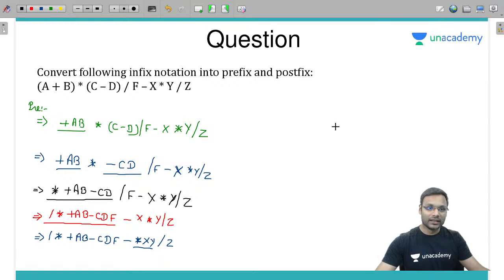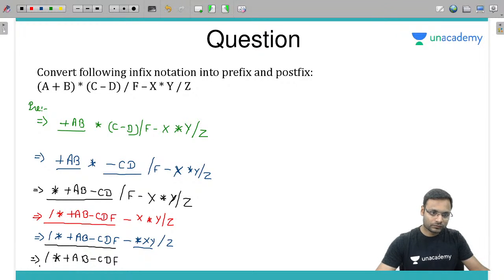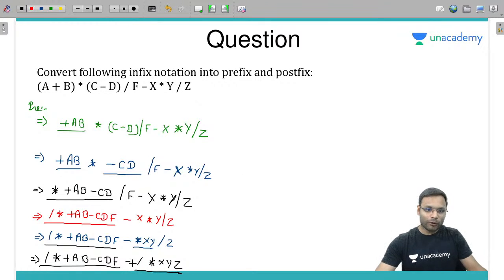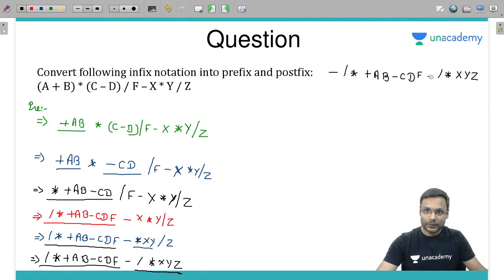Now let's solve this division by Z. So division by Z will be solved next. How will it be? This as it is, minus division first, then left operand star XY, right operand Z. At the end you can perform this subtraction, means your final result will be first of all subtraction, then divide star plus AB minus CDF minus divide star X, Y and Z. Oh, minus will not come, I wrote it by mistake. This will be your final answer. There will not be any minus here. This is the final answer.